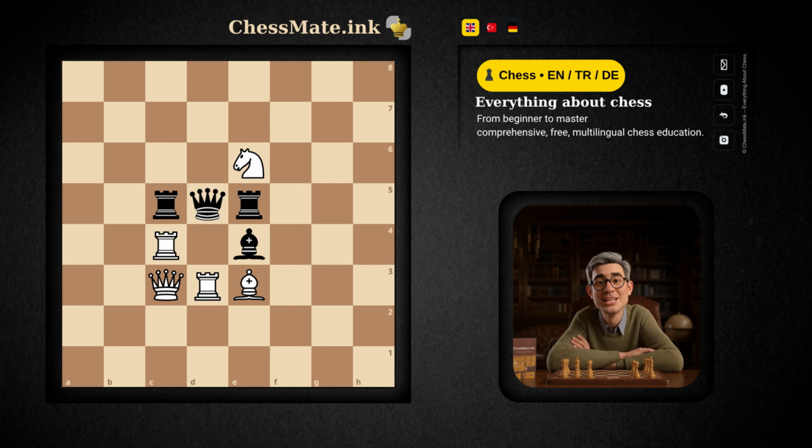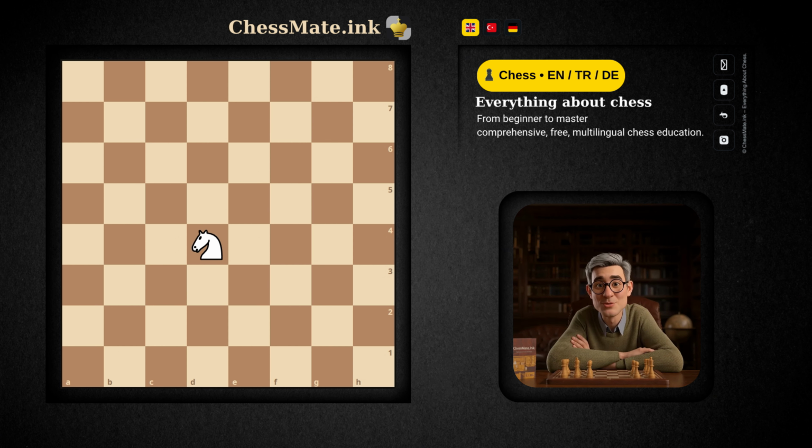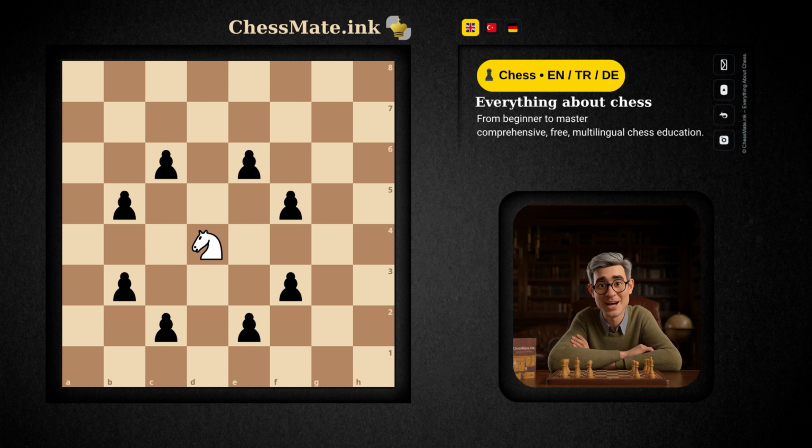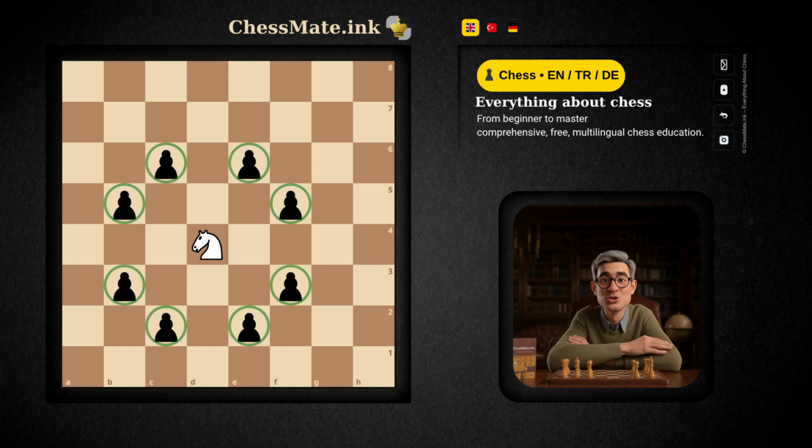Now, let's see how the knight captures. The knight captures an opponent's piece if it lands on that square. It doesn't capture the pieces it jumps over, only the one on the square it lands on. For example, imagine a knight in the center of the board surrounded by pawns. It can move to 8 different squares and capture any opponent piece on those squares.